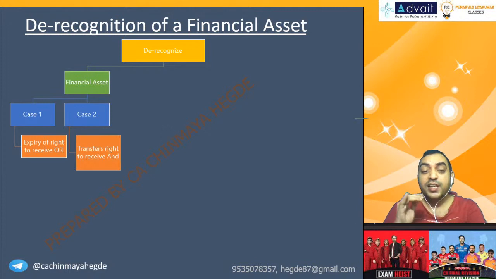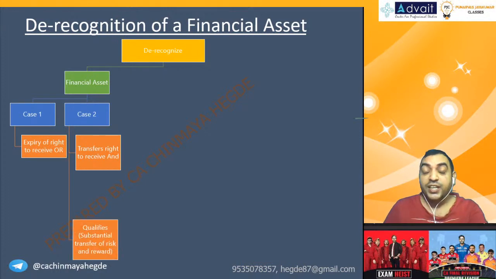This is interesting. You transfer the right to receive. The right to receive is there with you, but it is transferred. A typical example is a bill receivable discounted. You have the bill receivable, but you transferred it. But in this case, for you to derecognize, a transfer is not sufficient. One more point is important. It should qualify. Qualify means substantial risk and rewards should be transferred. So it is not just a transfer; substantial risk and reward should be transferred.